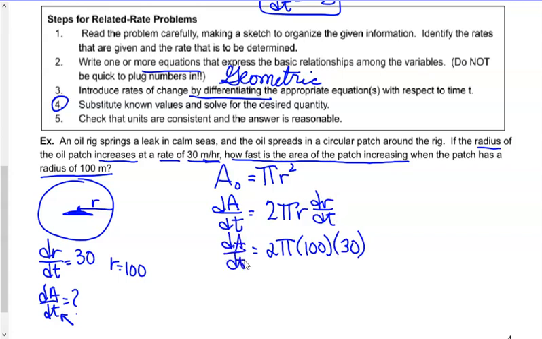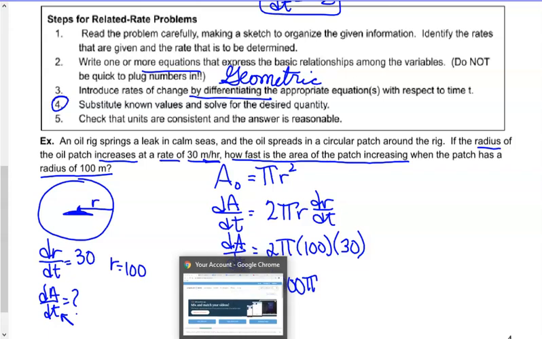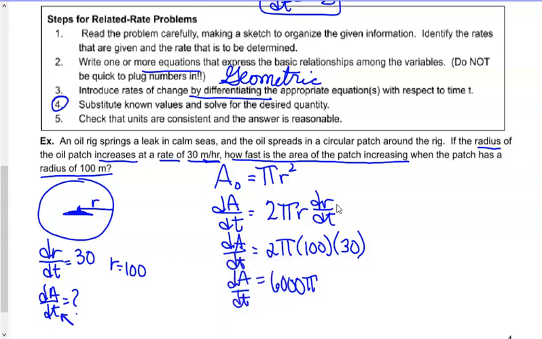Now we're going to keep it in terms of pi, so I'm going to do 2 times 100 is 200 times 30 is going to be 6,000 pi. Now, obviously, you can get a decimal for that, but you don't have to. You could leave it all in terms of pi, so this 6,000 pi.